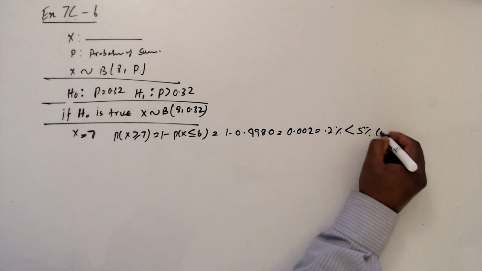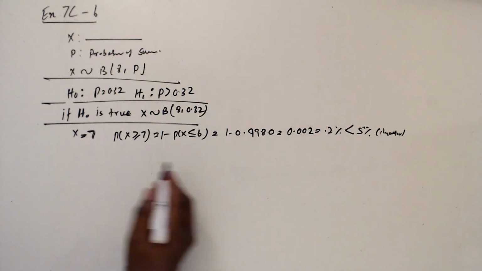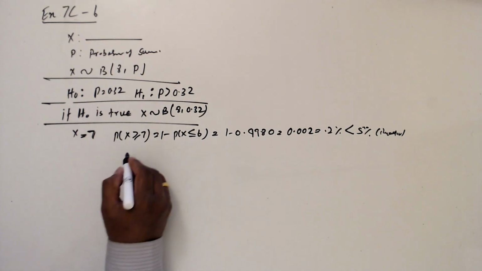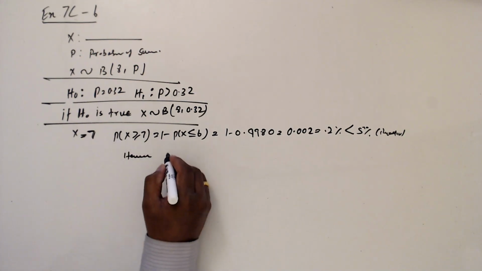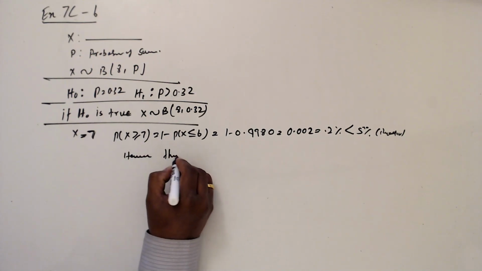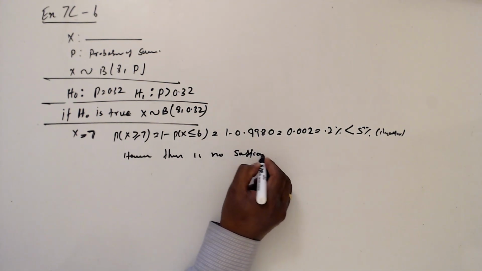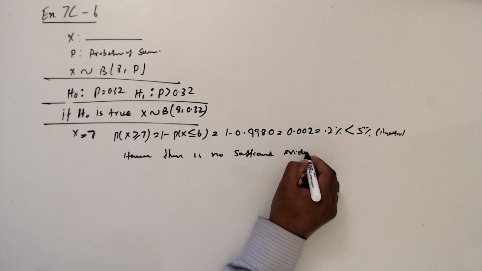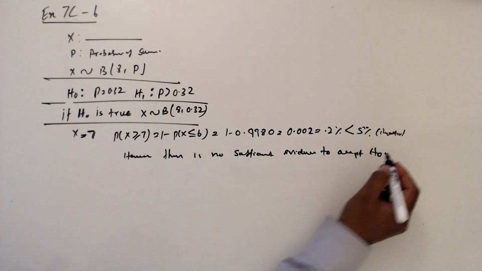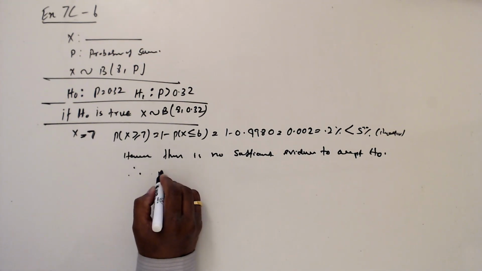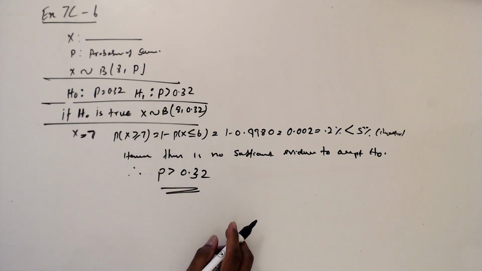Now this is a rejection because it is less than this one; it is in the critical region. Hence we are writing differently: hence there is no sufficient evidence to accept H naught, hence P has to be greater than 0.32.